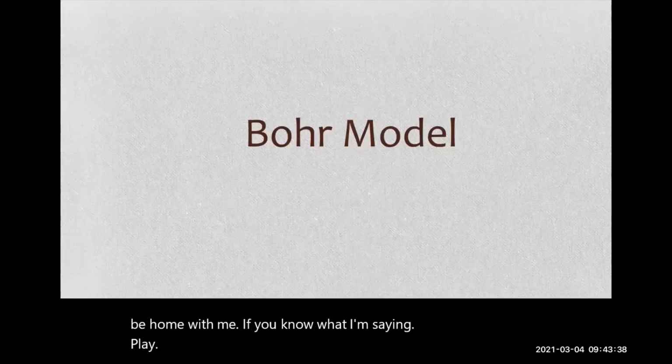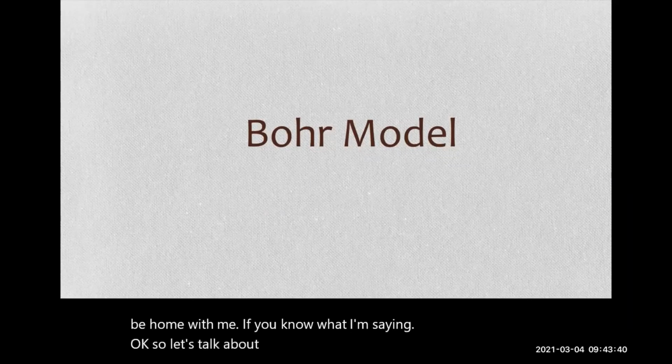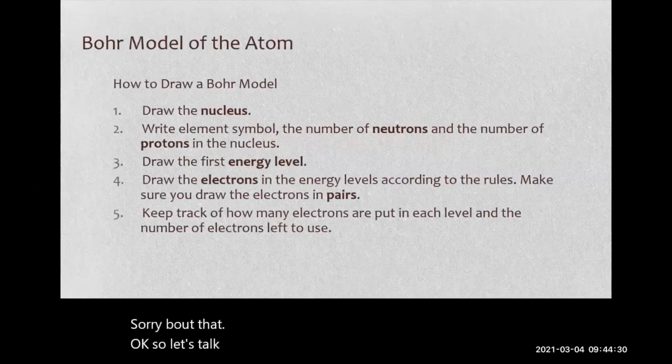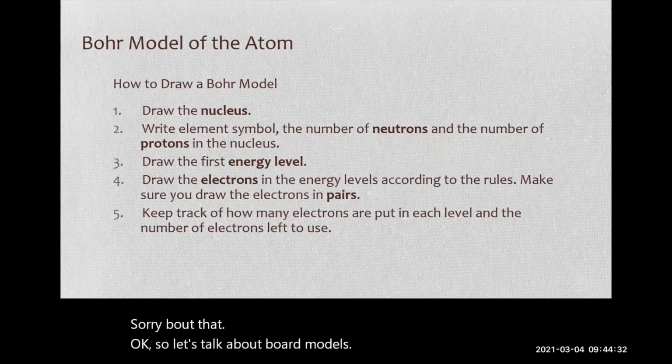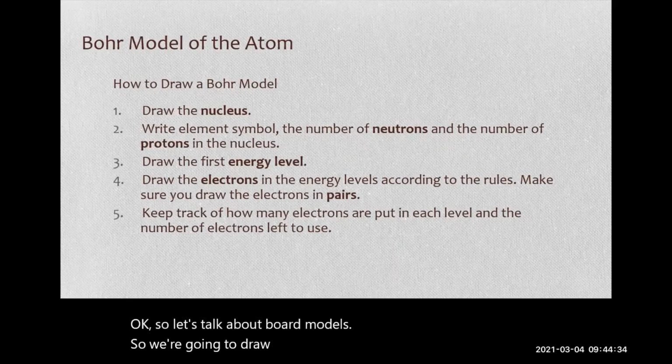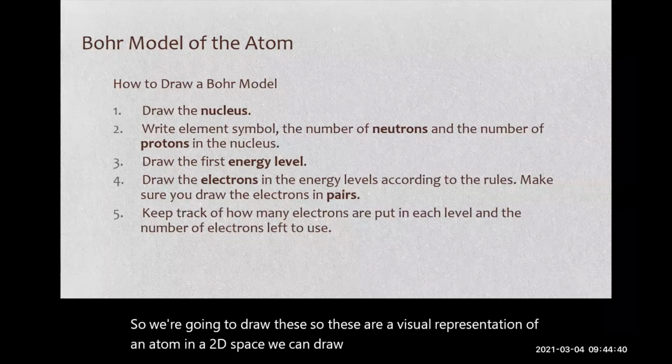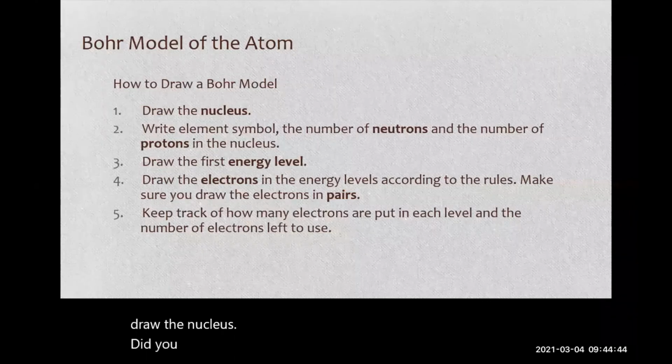So let's talk about Bohr models. We're going to draw these. These are a visual representation of an atom in a 2D space, so we can draw them. We're going to first draw the nucleus. Then you're going to write the element symbol, the number of neutrons and the number of protons in the nucleus.